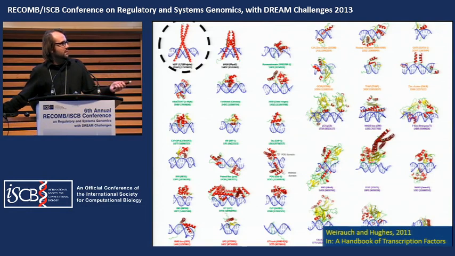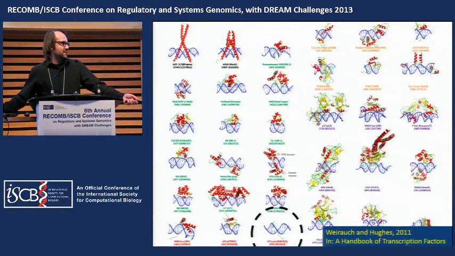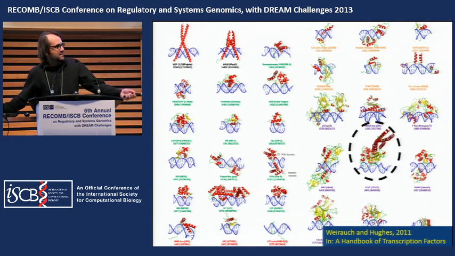The bZIPs, for example, interact with DNA in this classic zipper-type grid. There's AT hooks that only use a few amino acid residues to interact with DNA. And then things like STAT that have much more complicated modes. So just a wide variety of families that have all evolved very different strategies for recognizing DNA sequences.